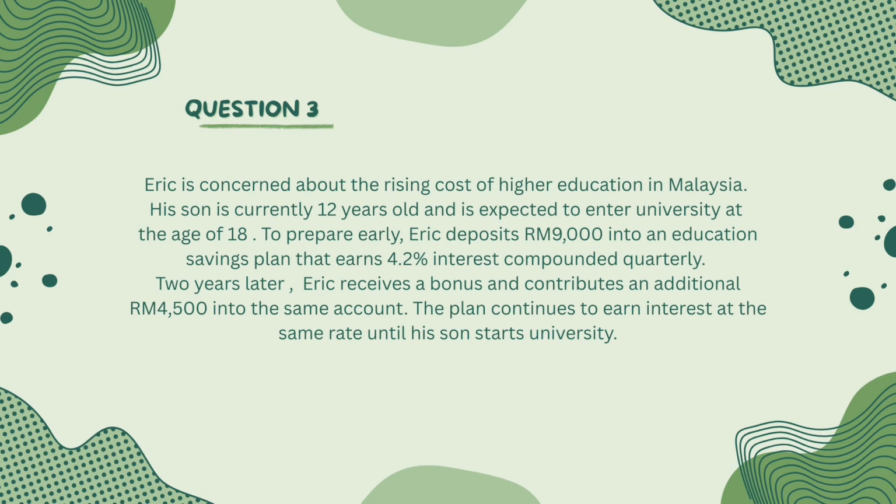Let's prepare for question 3. Eric is concerned about the rising cost of higher education in Malaysia. His son is currently 12 years old and is expected to enter university at the age of 18. To prepare early, Eric deposits 9,000 into an education savings plan that earns 4.2% interest compounded quarterly. 2 years later, Eric receives a bonus and contributes an additional 4,500 into the same account. The plan continues to earn interest at the same rate until his son starts university.